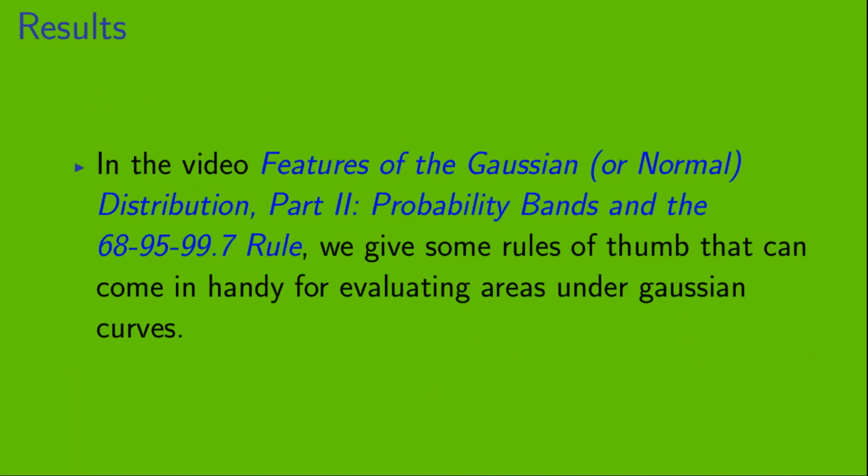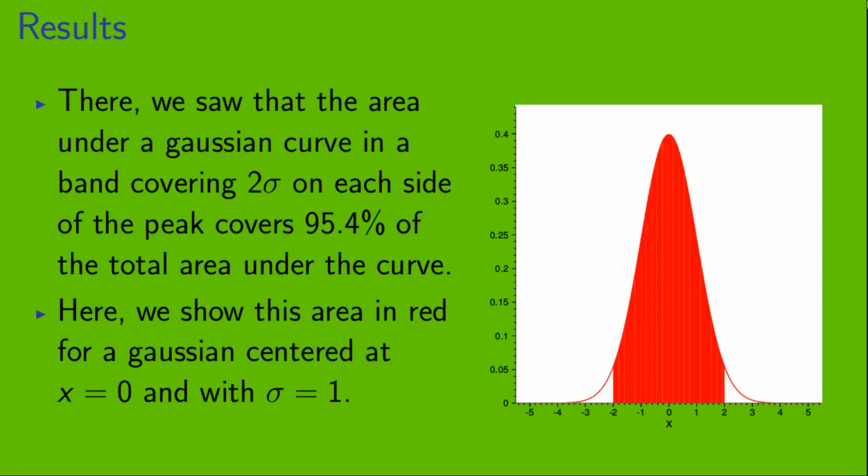In the video Features of the Gaussian or Normal Distribution Part 2, Probability Bands and the 68, 95, 99.7 rule, we give some rules of thumb that can come in handy for evaluating areas under Gaussian curves. There we saw that the area under a Gaussian curve in a band covering 2 sigma on each side of the peak covers 95.4% of the total area under the curve.